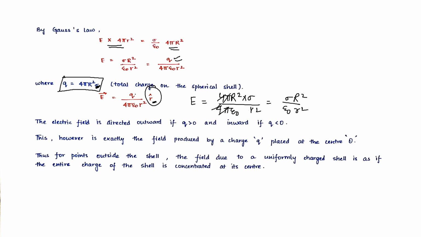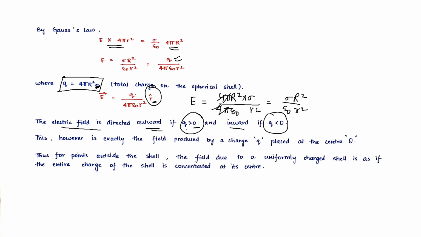Why have we taken this? Because we are calculating on the Gaussian surface, not on the spherical surface. Now the electric flux is directed outward if the charge is positive, Q greater than 0, and inward if Q is smaller than 0. This is valid for all three cases. In the third case also we are reading the same.